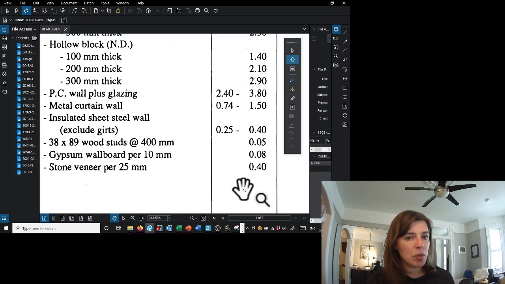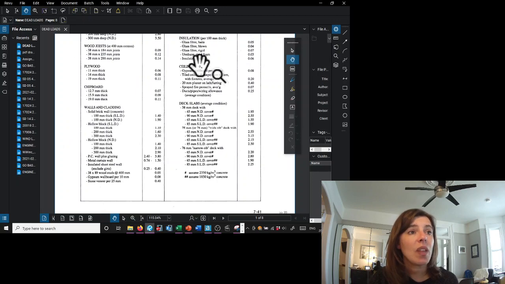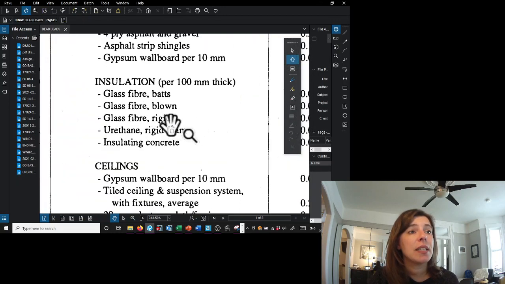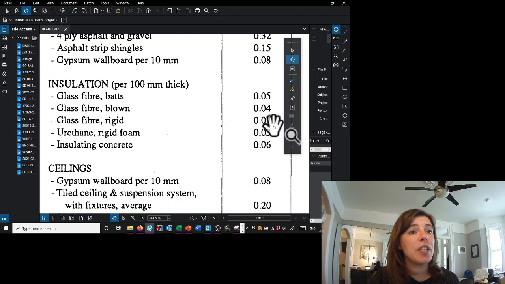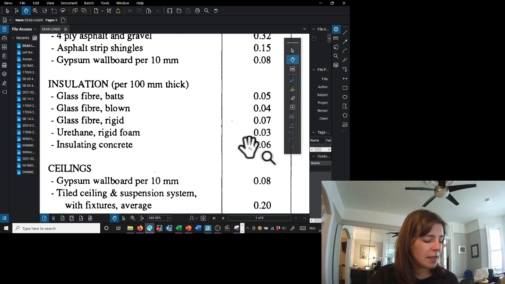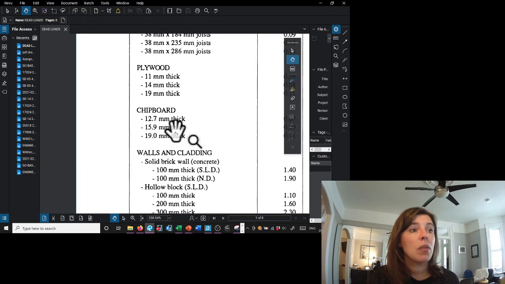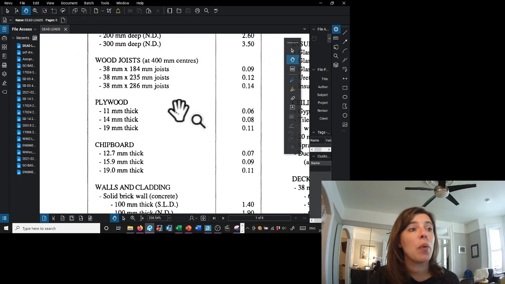The next thing they wanted was 4 inches of glass fiber rigid insulation. So let's come over to our insulation. Glass fiber rigid per 100 millimeters thick. 4 inches is 100 millimeters. I mean, it's 102 millimeters, but they're talking about 4 inches here. 0.07. 19 millimeters of plywood now. Well, they have a whole section for plywood, 19 millimeters thick plywood, 0.11.